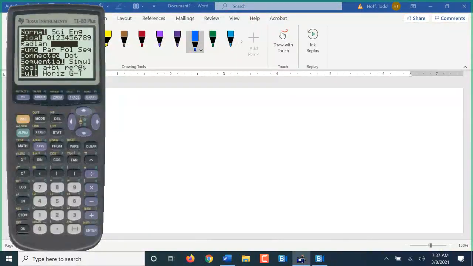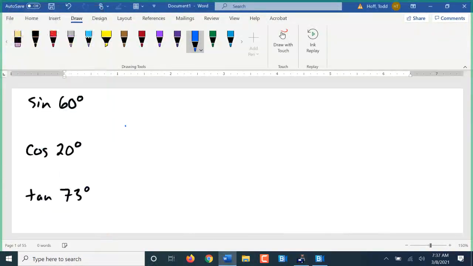Most of your calculators, once you set them, they will stay that way once you shut them off and turn them back on, unless the batteries totally die. Mine on here, of course, every time I shut it down, it resets to its setting. So sine of 60, I should be in degrees now. I get 0.8660.